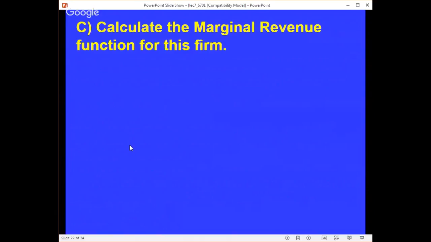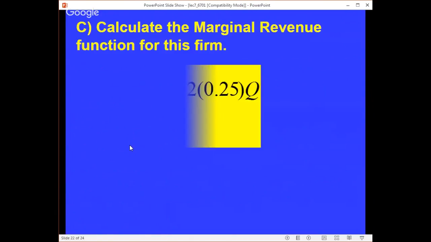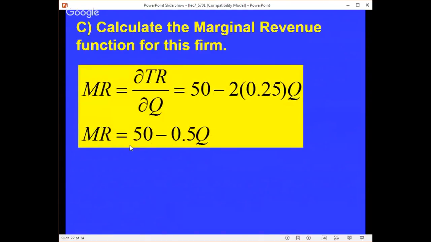So to get marginal revenue, I take total revenue and I take the derivative. I have partials here, but it's actually not a partial, it's a derivative. In either case, marginal revenue is equal to 50 minus 0.5Q. Is that what everybody got?